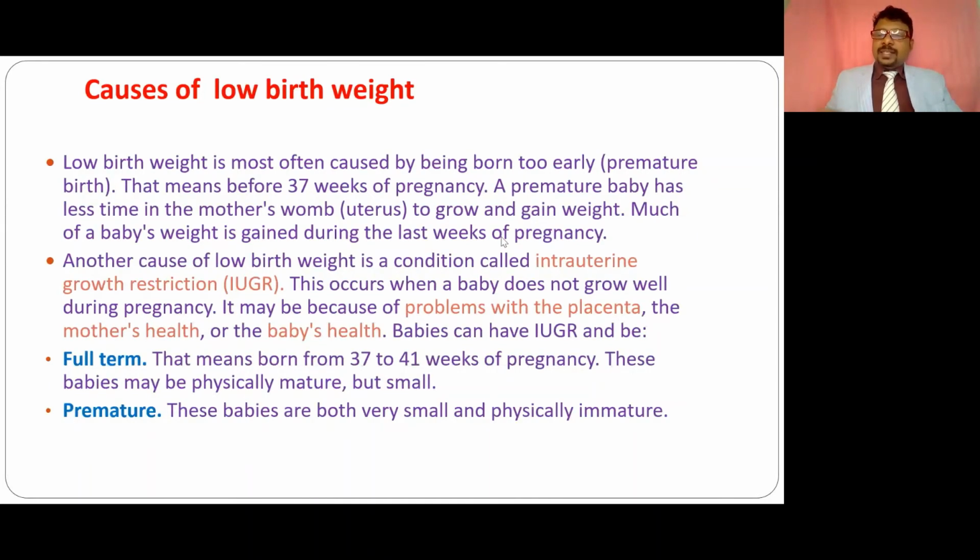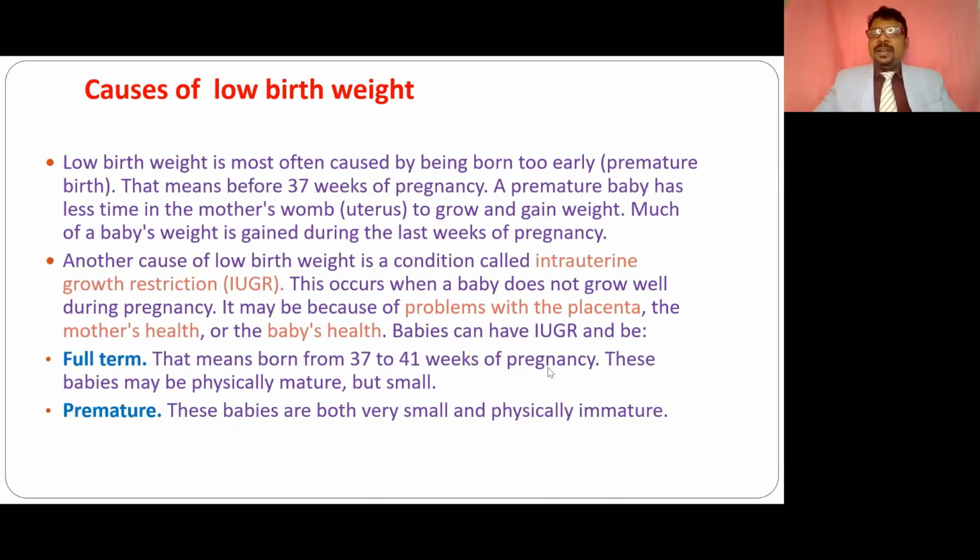Other major causative factors are intrauterine growth restriction. Intrauterine means in the uterus; growth restriction may occur because of infections or problems, or any problem in the placenta, the covering layer of the womb, or health issues related to the mother and baby. So low birth weight is because of two reasons, especially intrauterine growth restriction and the mother's and baby's health issues. This can occur in both full term and premature babies. Full term is 37 to 41 weeks.